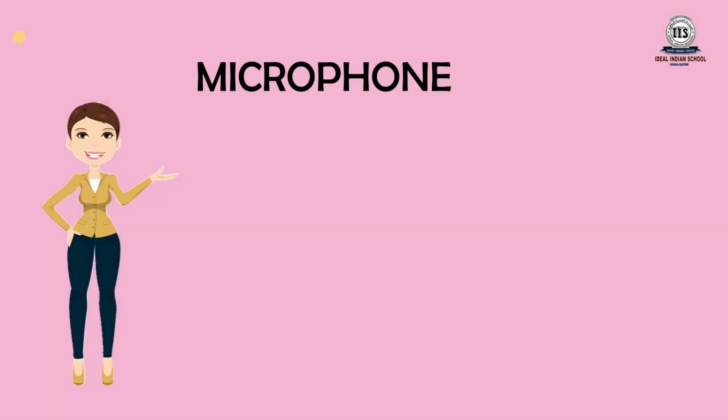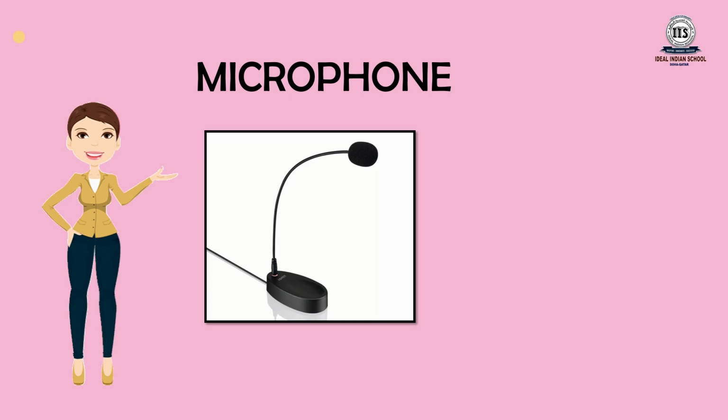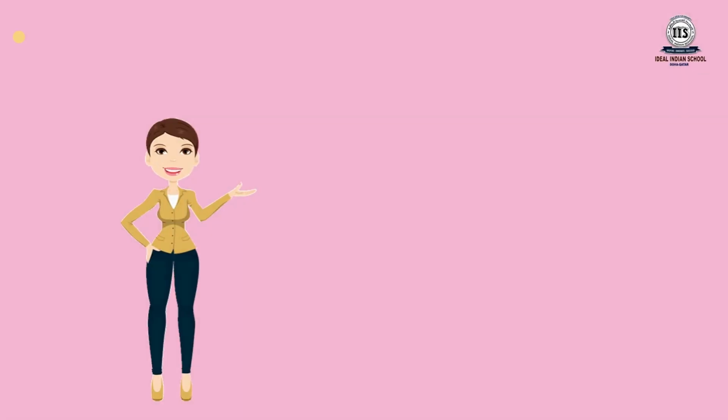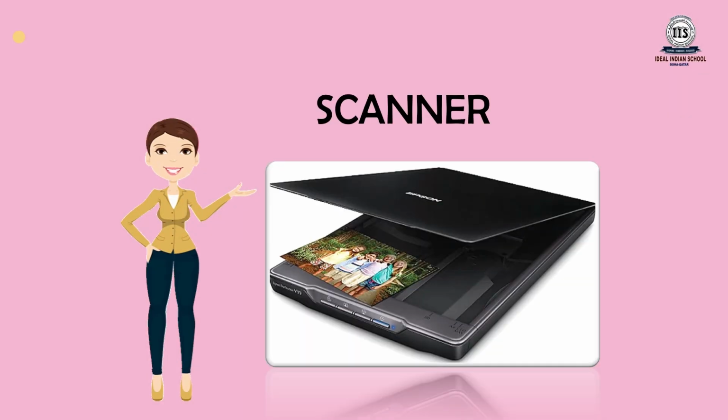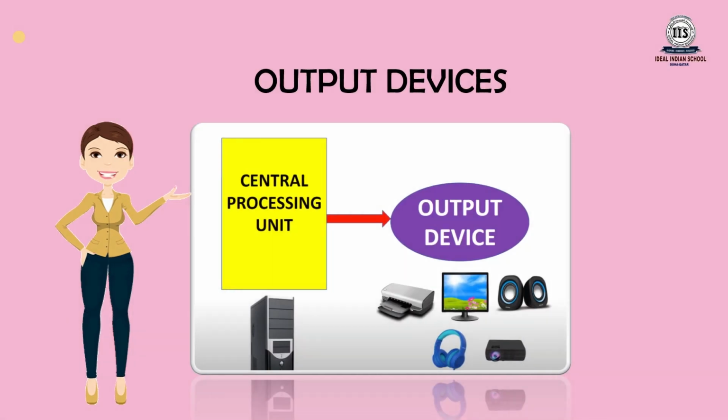Next comes the microphone. A microphone is an input device which is used to record the voice and send it into a computer. Dear children, right now I am using a microphone to record my voice and send it into a computer in making this video for you all. Next comes the scanner. A scanner is an input device which is used to scan the images and send them to a computer. Now, dear children, let us move to other devices called as output devices.